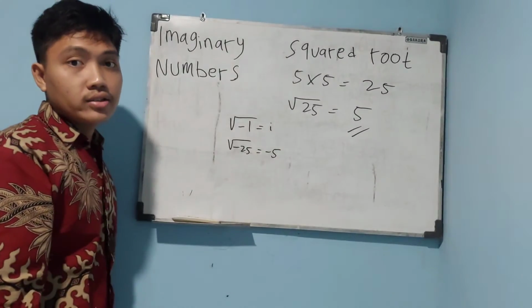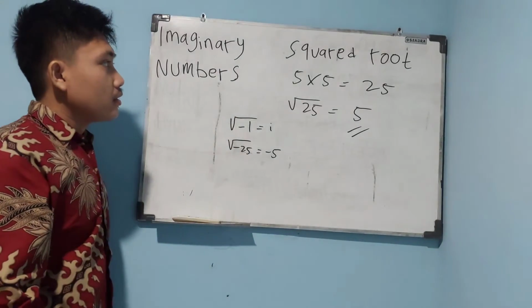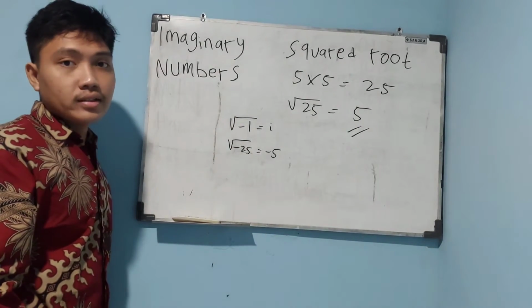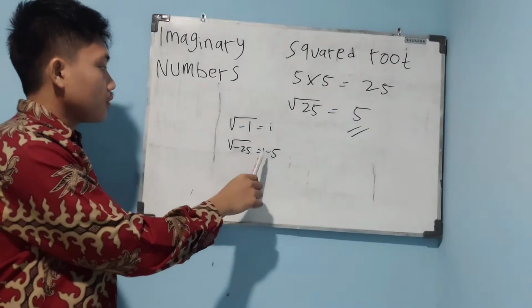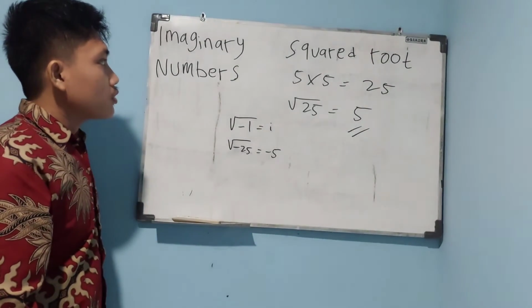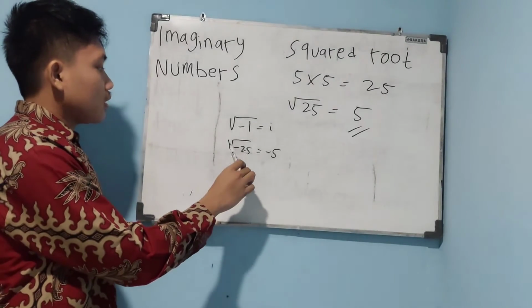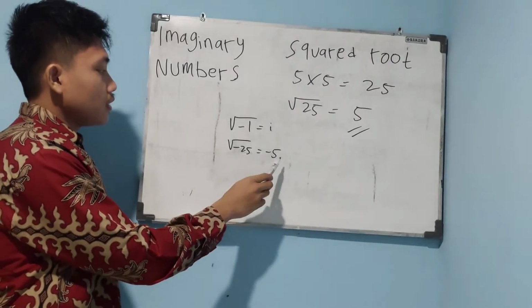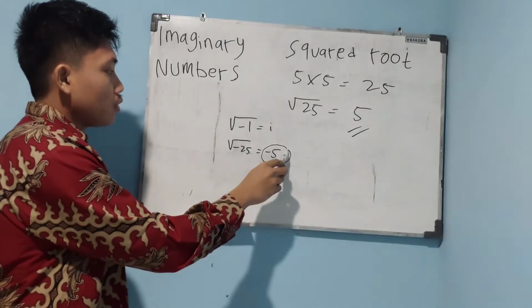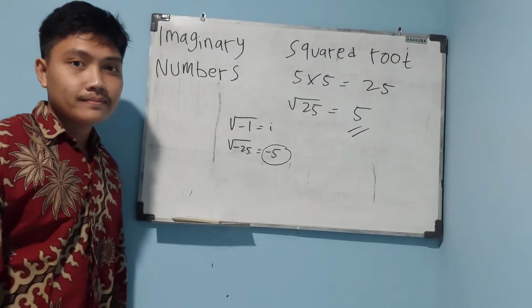But it's not the answer, because an imaginary number can be found as the result of a square root of a negative number like this. So if you use a square root with a negative number, the result is an imaginary number. Got it?